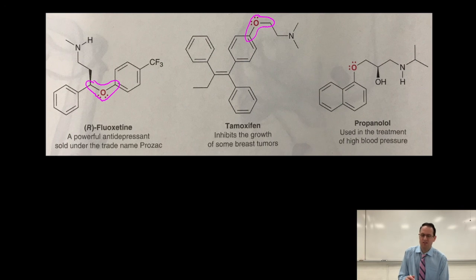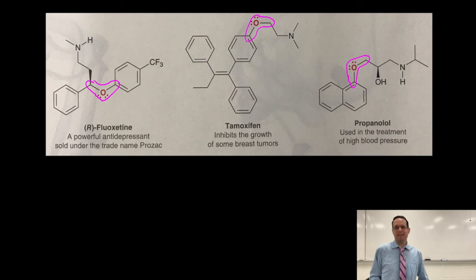Propranolol is used for hypertension, treating high blood pressure. So here's the ether functional group here. All right, so we're going to learn a lot about ethers, but that's just an introduction to the functional group and where you can locate these molecules in natural products and in drugs.